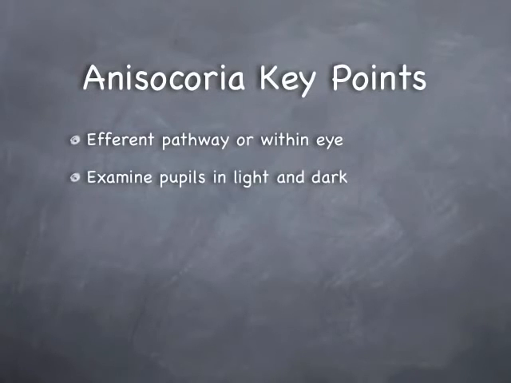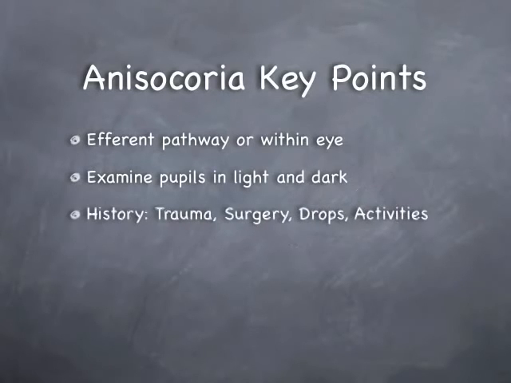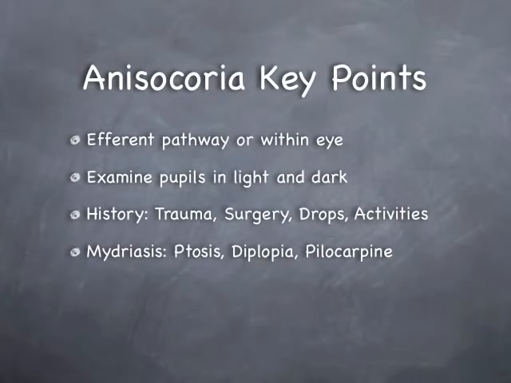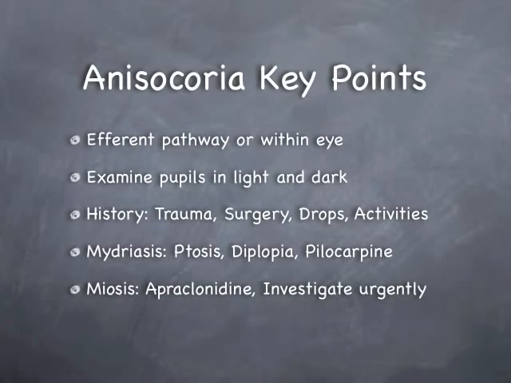The pupil should be examined in both light and dark with distance fixation. Ask about eye trauma or surgery, use of eye drops and gardening. With a dilated pupil, check for ptosis, diplopia and response to dilute and 1% pilocarpine. With a small pupil, confirm Horner's syndrome with apraclonidine drops and investigate further urgently.